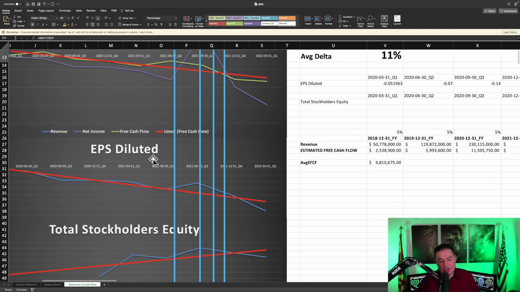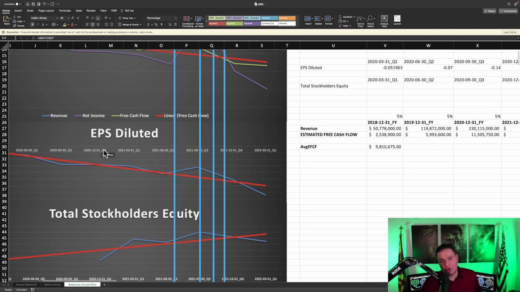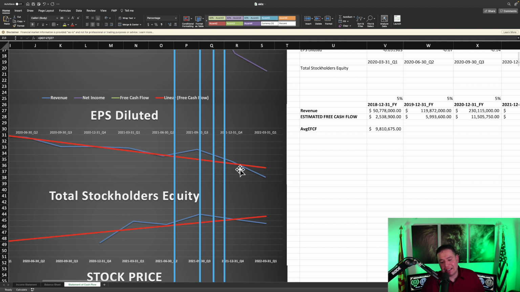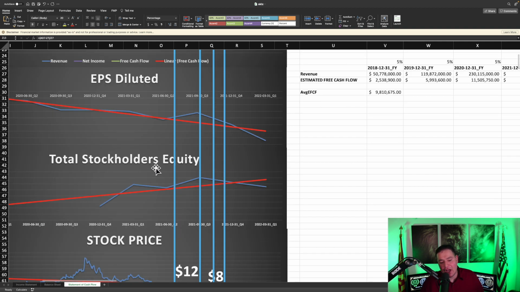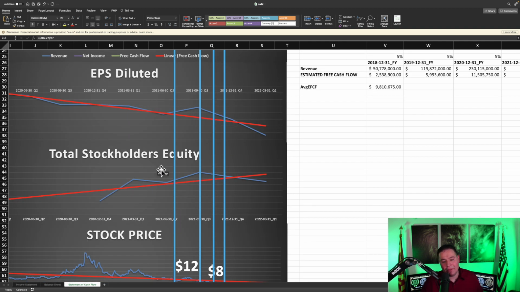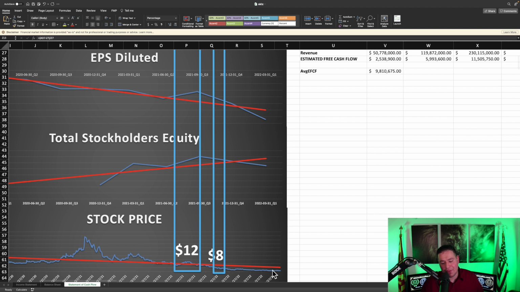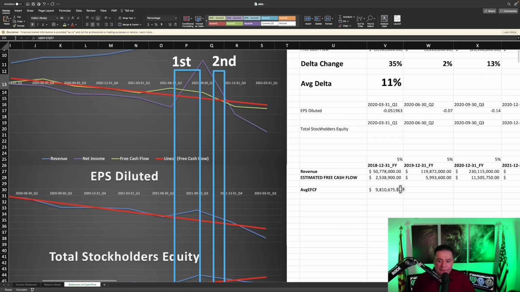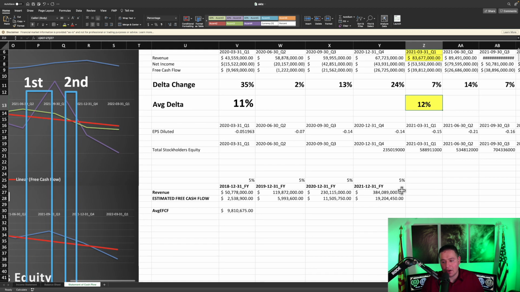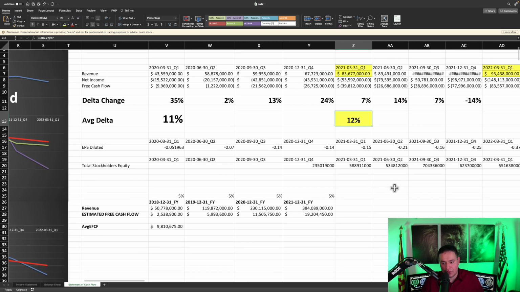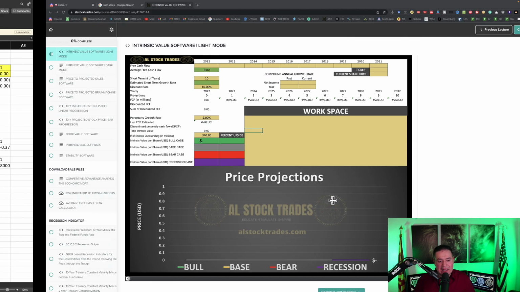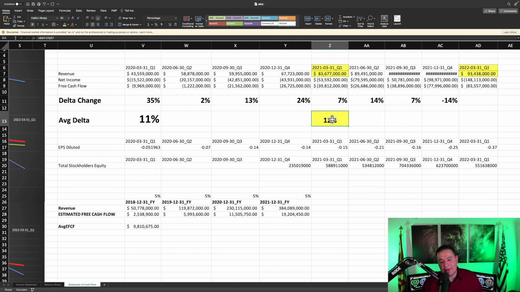But the problem is, look at the EPS, the earnings per share diluted, which I like to use personally. You can see it's going down below our trend line. Even stockholders' equity, essentially how much equity the people who own the business have, is going down. And unfortunately, so is the stock price. It's a very dangerous game with this company. If they continue with their trajectory, we're going to see what that stock price looks like. So I'm going to give them the benefit of the doubt.